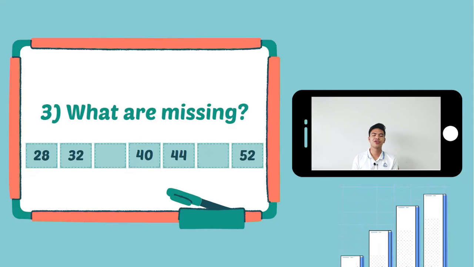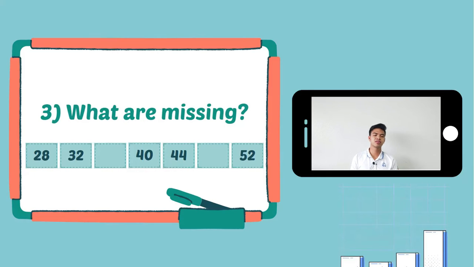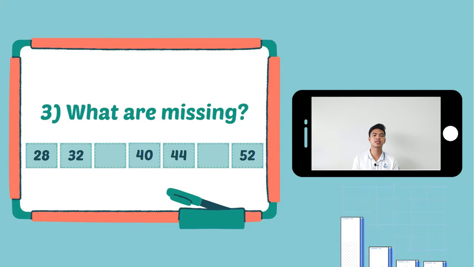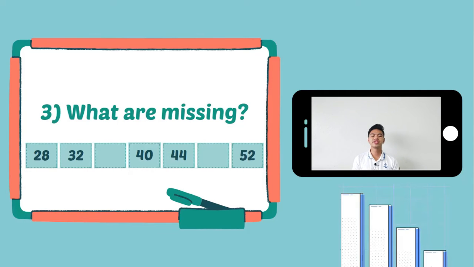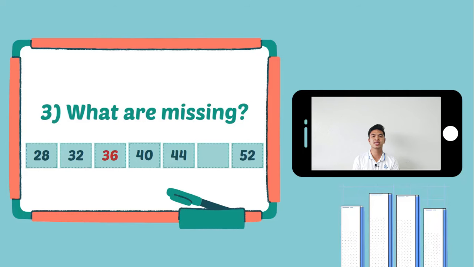We have 28, 32, blank, 40, 44, blank, and 52. So what are the missing numbers? We're going to find it out by subtracting the first two numbers. Okay, we have here 32 minus 28 equals, very good, it is equal to 4. So we're going to add 4 to 32. So 32 plus 4 is equal to 36. Okay, so 36 is the first missing number, and then 36 plus 4 is 40.